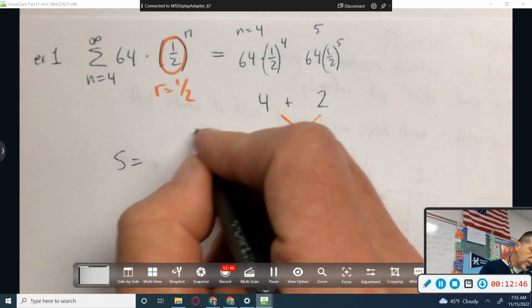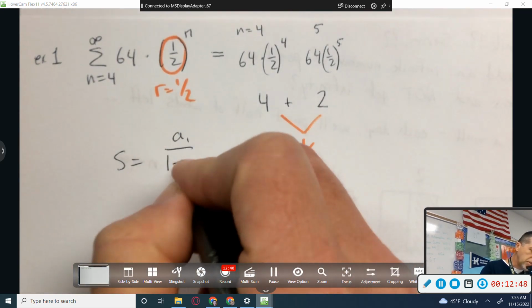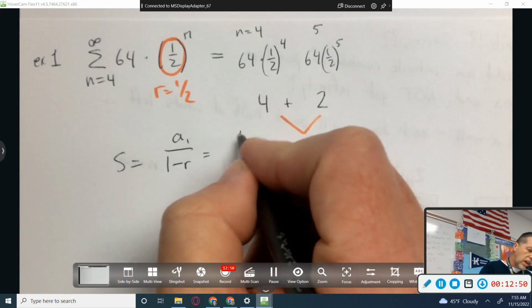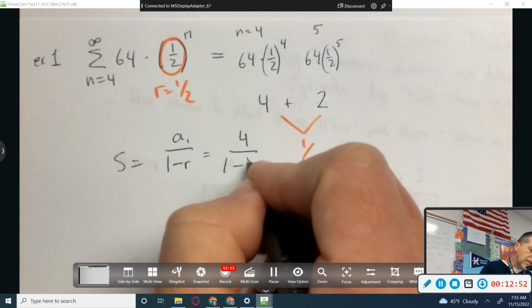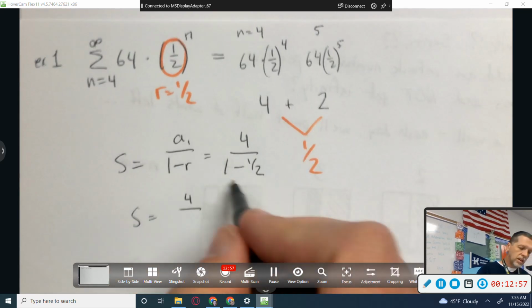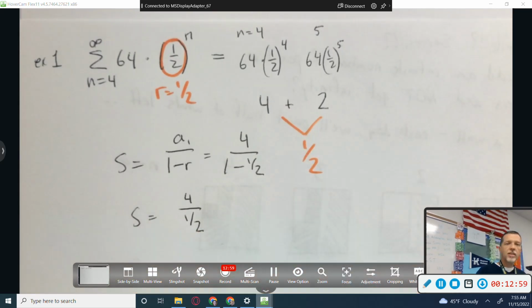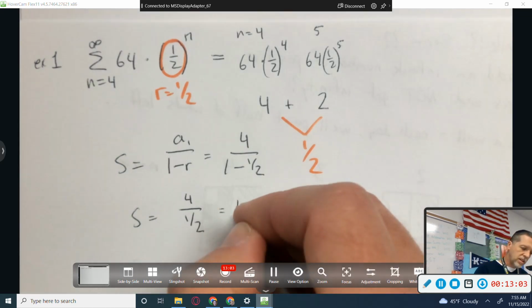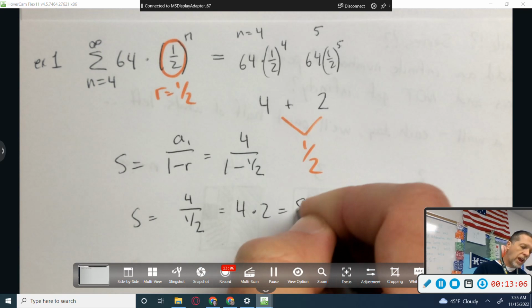So the sum is a1 over 1 minus r. a1 is 4, over 1 minus 1/2. 1 minus 1/2 is 1/2. 4 divided by 1/2. 4 times 2 is 8.